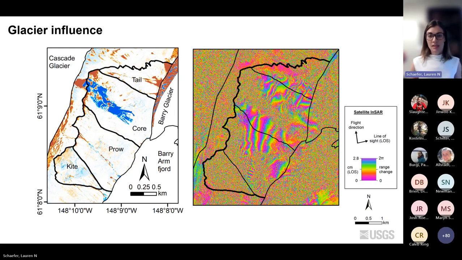In the SAR image, the cycles of color represent 2.8 centimeters of displacement. These cycles of color are called fringes. Anywhere you can see fringes, that's where we can measure deformation. In the pixelated areas, those are areas of incoherence, where it's not possible to compare the radar wave from the first acquisition with the second. There are many reasons why this occurs, but in the case of Barry Arm, it's typically because either the landslide is moving faster than the maximum detectable deformation rate, which for us is 2.8 centimeters from one pixel to the next, or there's been too much surface movement, so the surface has changed too much.